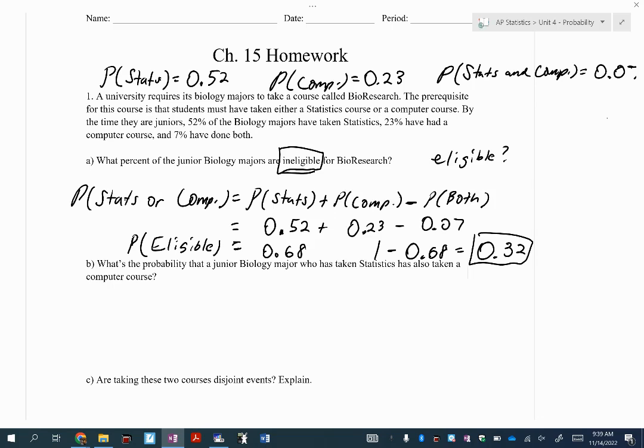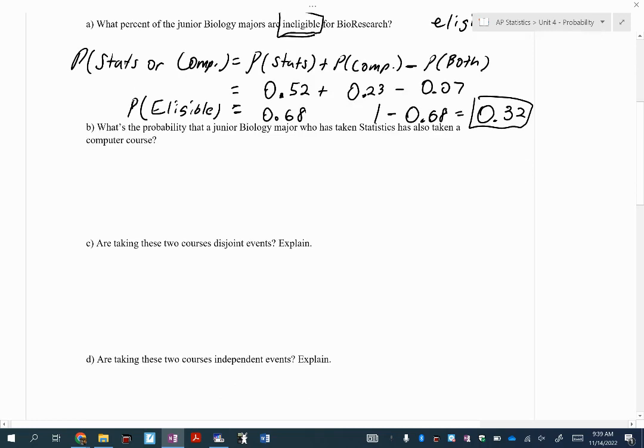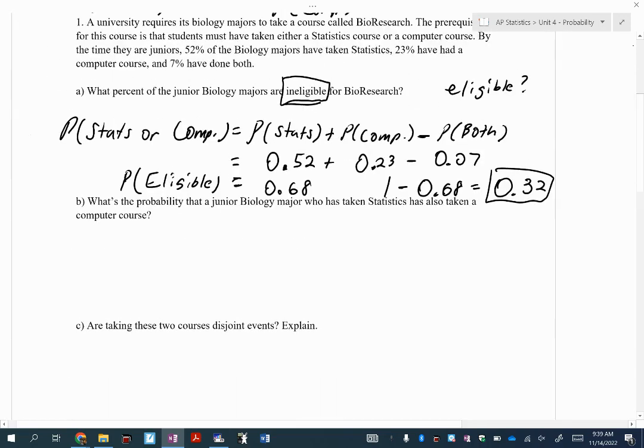Okay. Ready for B? Did you harmonize with it, Maria? Yeah, you did. All right, let's do B. Let me pause. Everybody okay with A? I know we've never used that formula before, but it's very similar to last week, but we're throwing this both in because we don't want to double count. All right, they are not disjoint events. We'll prove that in a moment.